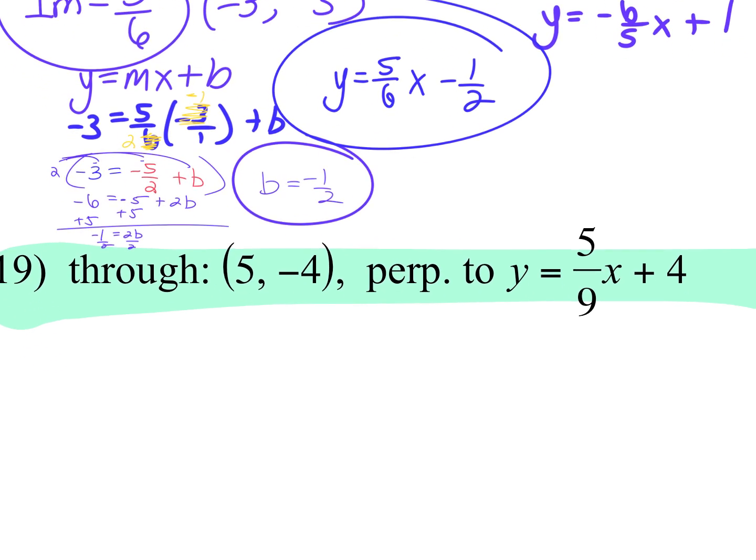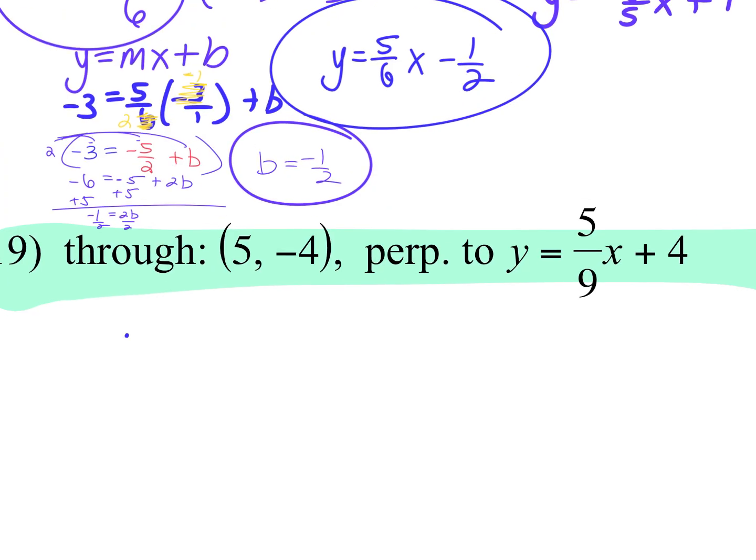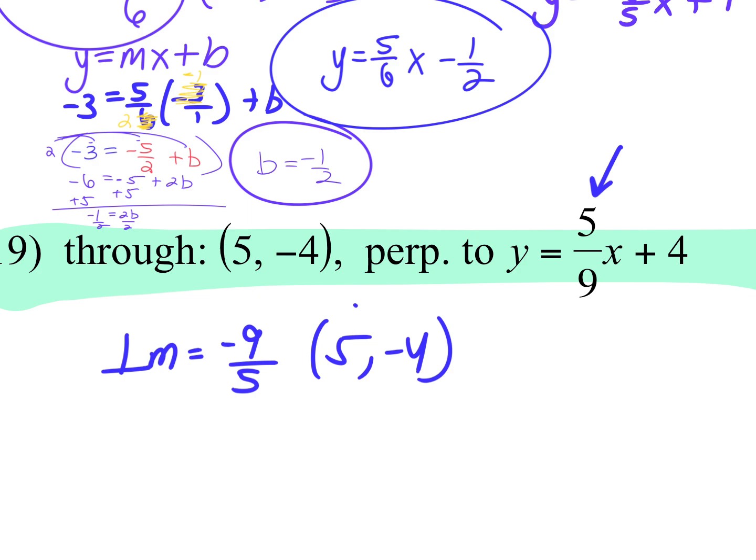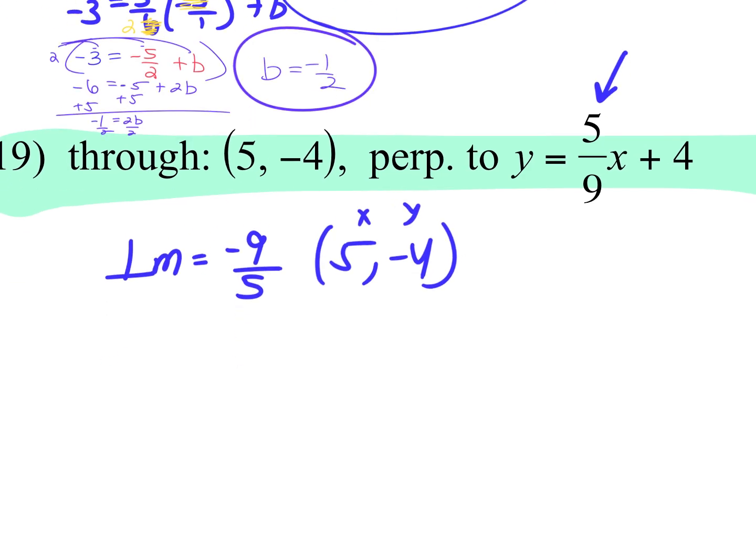All right, look at 19. Why is 19 easy? It's already in slope-intercept form. Parallel line, I would use 5/9, but I want the perpendicular line. So what slope am I going to use? Negative 9/5. Perfect. And then I know the point that they want me to go through is (5, -4). So y equals mx plus b. What's the y I'm plugging in?